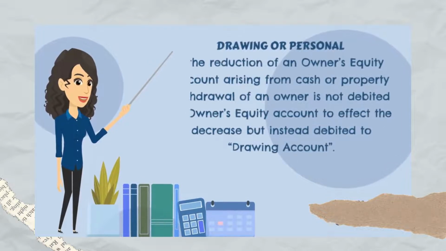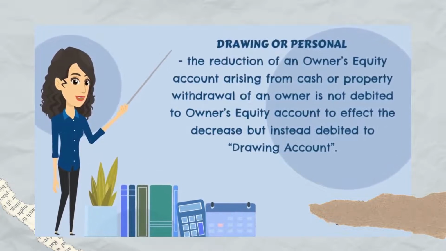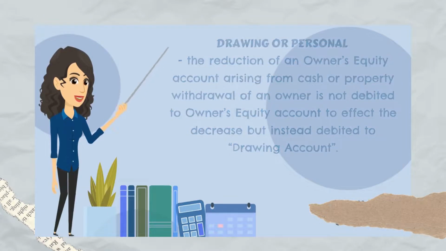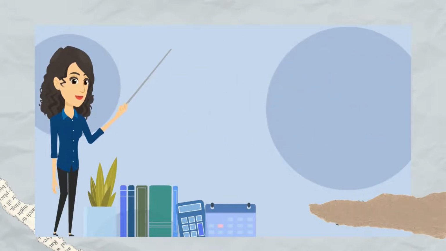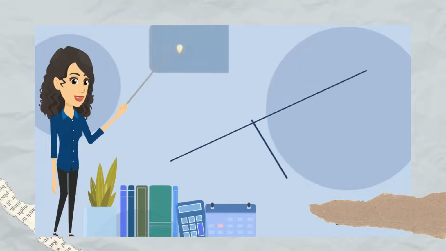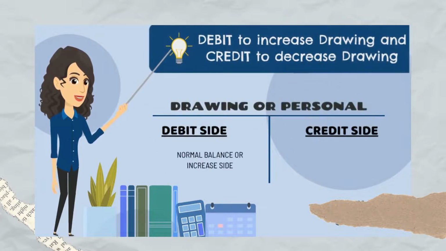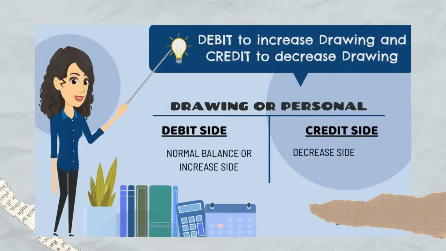drawing or personal. The reduction of an owner's equity account arising from cash or property withdrawal of an owner is not debited to the owner's equity account to effect the decrease but instead debited to the drawing account. The debit to the drawing account increases the said account with a corresponding decrease in owner's equity. We say debit to increase drawing and credit to decrease drawing.